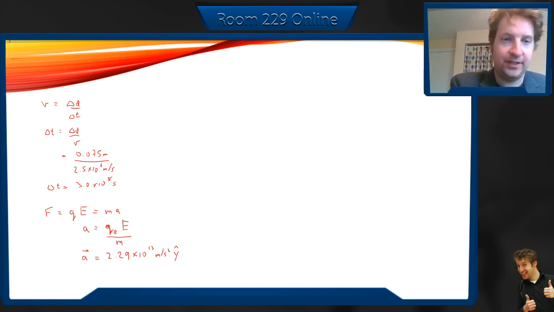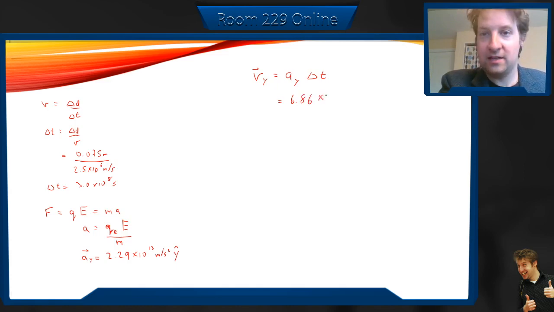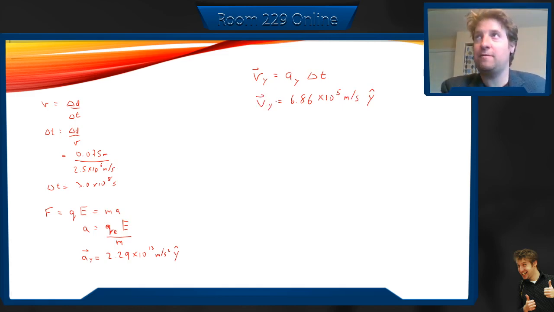Okay, so I have my acceleration. Now that I have acceleration and time, I can find out my new velocity. Let's call this Vy in the y direction. That's going to be my acceleration, let's call it ay in my y direction, times my time interval that I just calculated. Plugging those in, I end up with a new speed of 6.86 times 10 to the 5 meters per second, again in the y hat direction. All right, so that's how fast it's traveling now in the y direction.